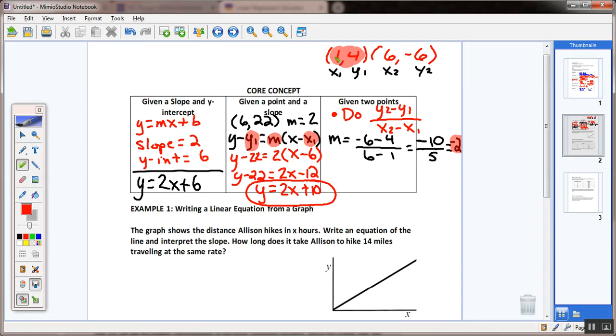Point slope form. So let's point slope form our way through this. This is going to be y minus y1. What's the y value up here, kids? 4. That's going to equal my slope that we just calculated to be negative 2. And then times x minus what?